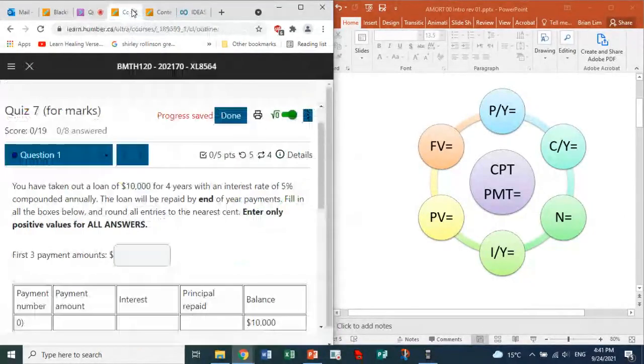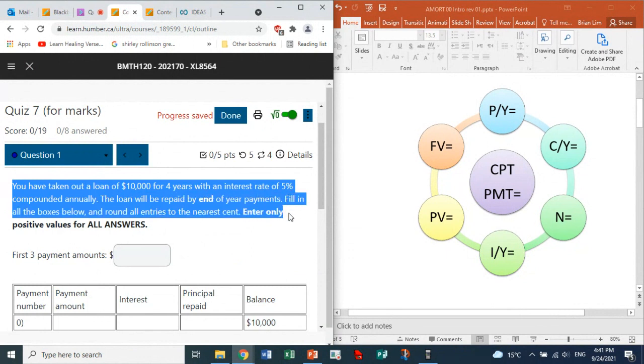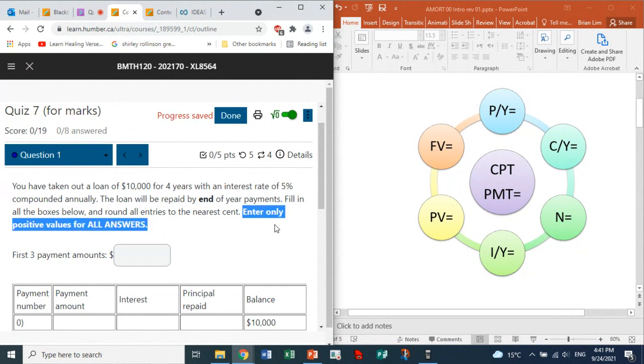Okay, let's start. This is quiz 7, question 1. You have taken out a loan for $10,000 for 4 years with an interest rate of 5% compounded annually. The loan will be repaid by end of year payments. Fill in all the boxes below and round all entries to the nearest cent. Enter only positive values for all answers.